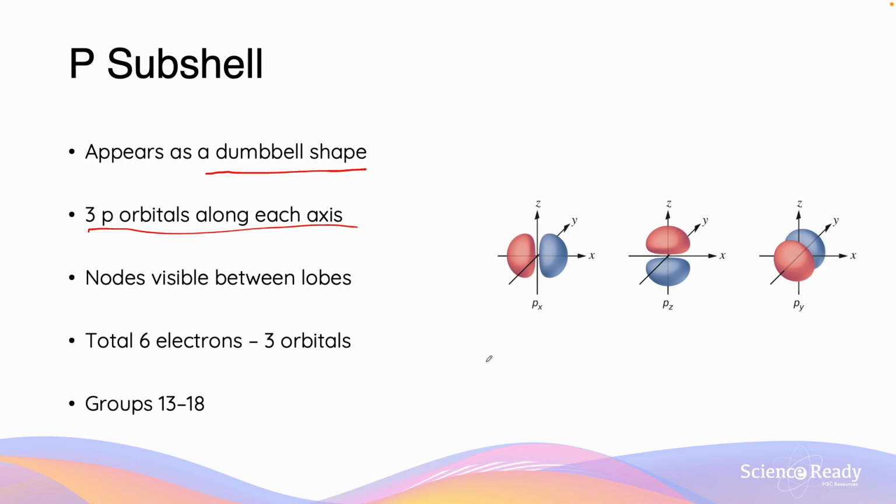Previously we said that a total of 2 electrons can exist in each orbital. Now the p subshell, at each level, is going to have 3 orbitals, which means that we can have 2 electrons in each to give us a total of 6 electrons. Elements in groups 13 to 18 are called the p block elements because their highest energy electrons are going to lie in the p subshell orbitals.